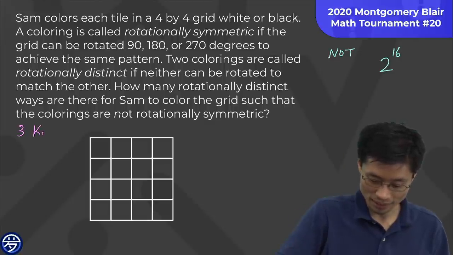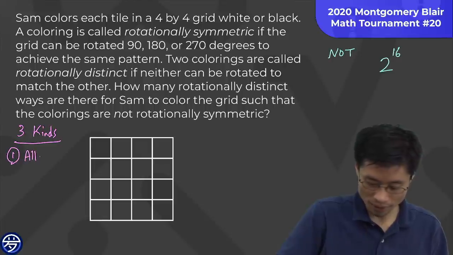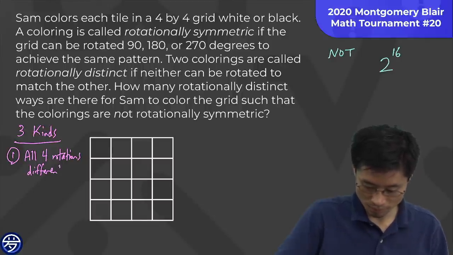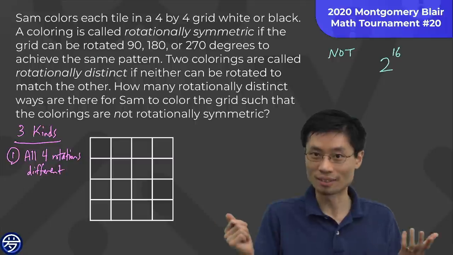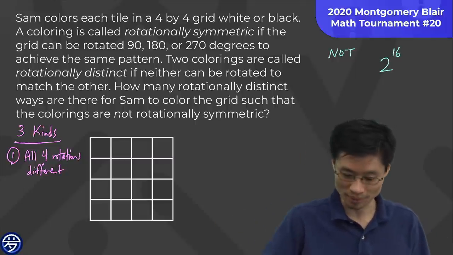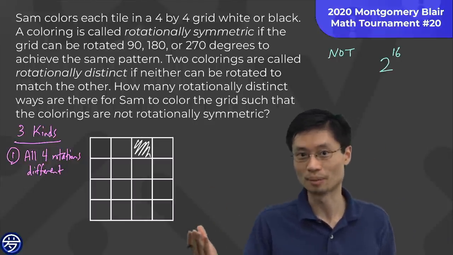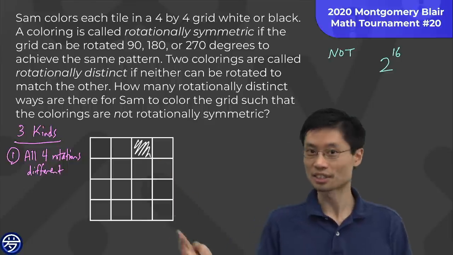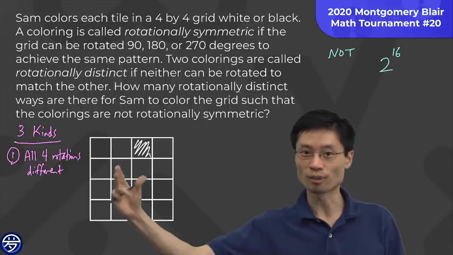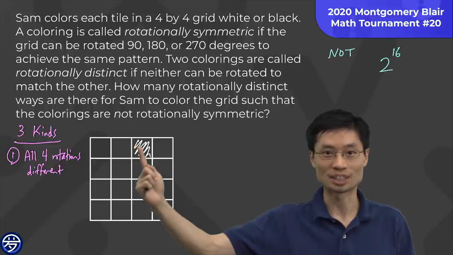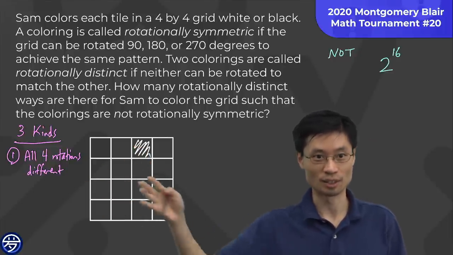Three kinds of colorings. Number one, all four rotations different. Because there are really four rotations to play with, all right? Four rotations are different. If you want one example of this, I'll show you. This one, I'm really lazy. As anyone who has watched this live stream knows, I'm extremely lazy. If I just colored one square, all four of the rotations will be different, obviously, because that square is just going to bounce around to the different locations, okay?